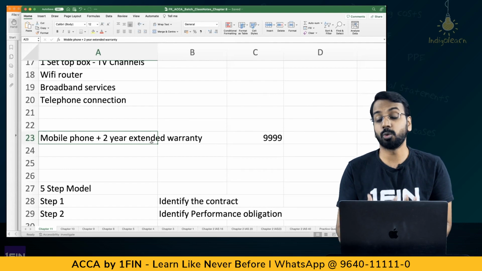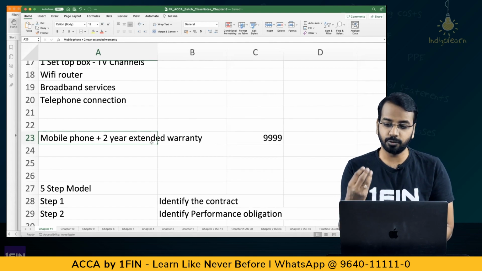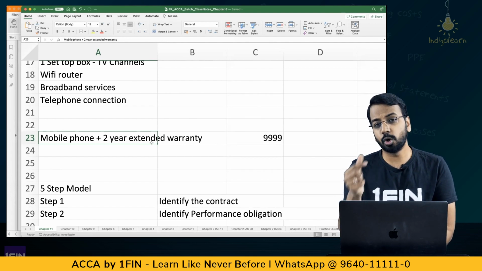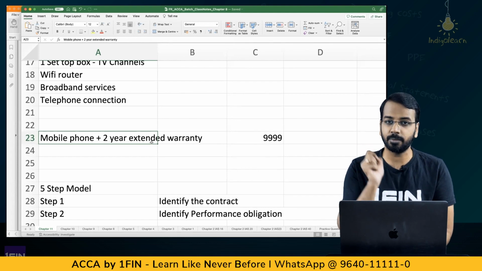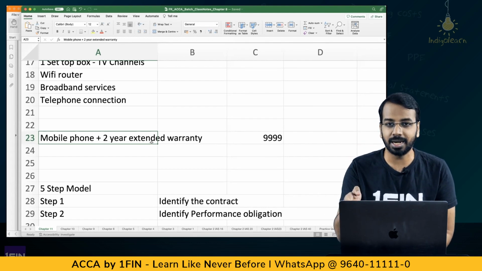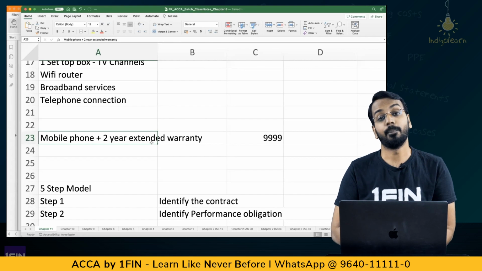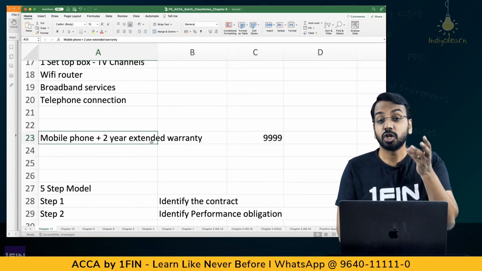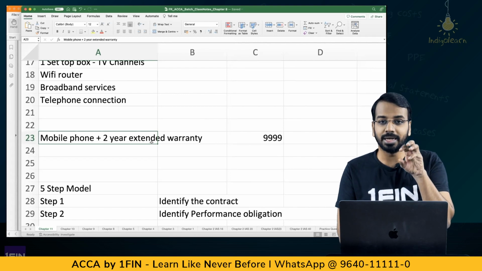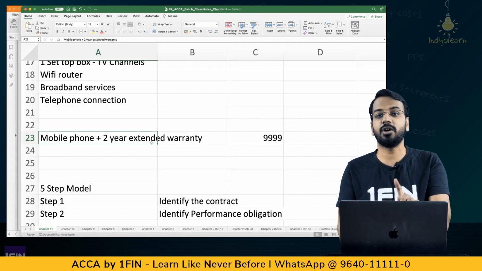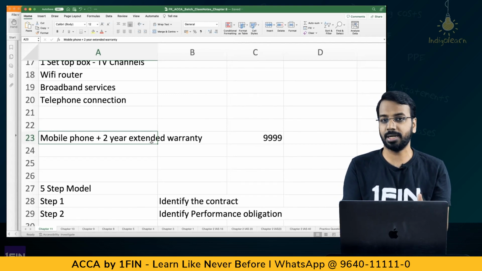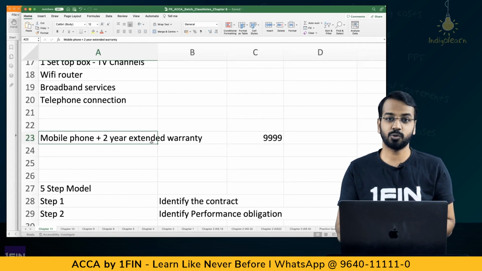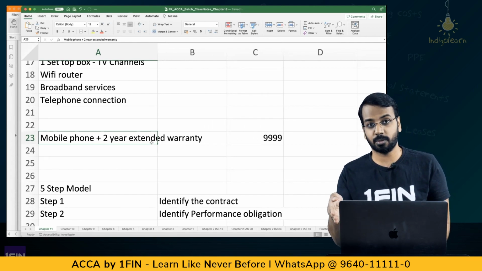Again, let's say you go to a shop and you purchase some item. Now, when you go to a shop and purchase some item, the performance obligation is that the seller has to give you the product. But if you buy something on Amazon, the performance obligation is not only to deliver the product, but that the product has to be delivered at your doorstep in a proper condition, and you have to accept it. So this is what we call performance obligation.